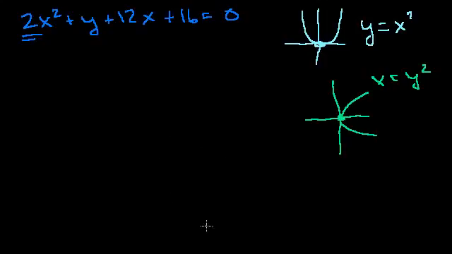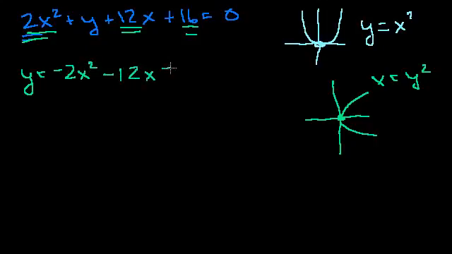We know that this is a parabola because we have a y and we have an x squared. They're of different degrees. There's no second degree term of the y. And just to put this in a form that's familiar to you, let's subtract everything but the y from the left-hand side. So you get y is equal to minus 2x squared minus 12x minus 16. And this is the traditional form that you're familiar with.